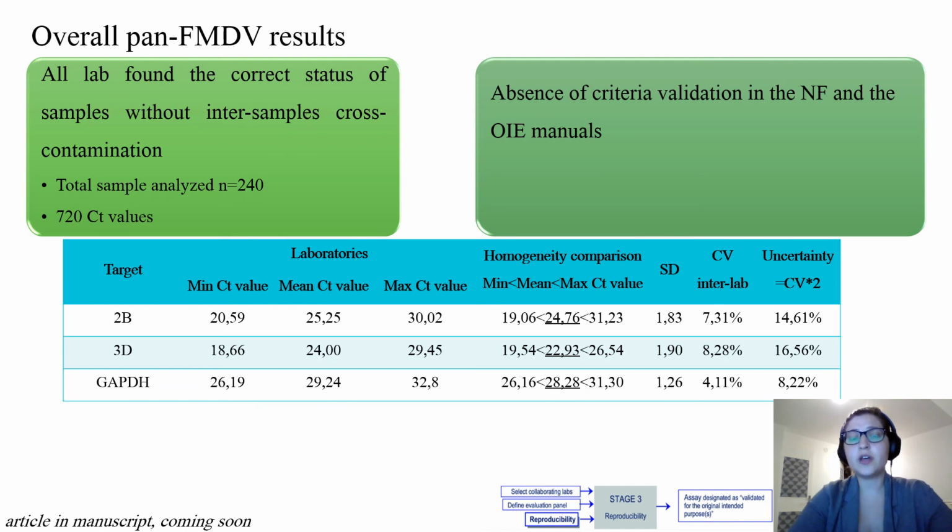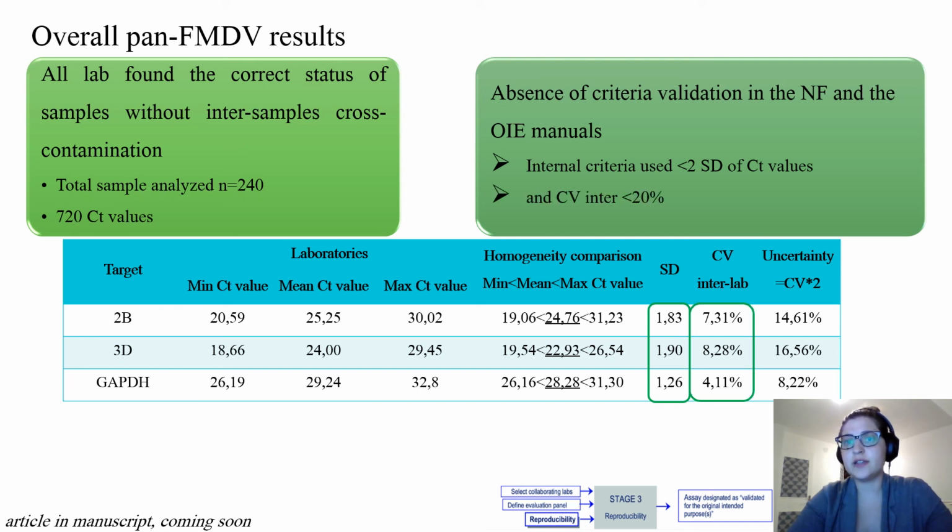However, the French standard and the OIE manuals do not indicate criteria for the validation of this step. Based on other records of the same type, the criteria used are less than 2 standard deviations for the worst CT values obtained, which is the case. For the interlab coefficient of variation, they must be less than 20%, and this is the case too.